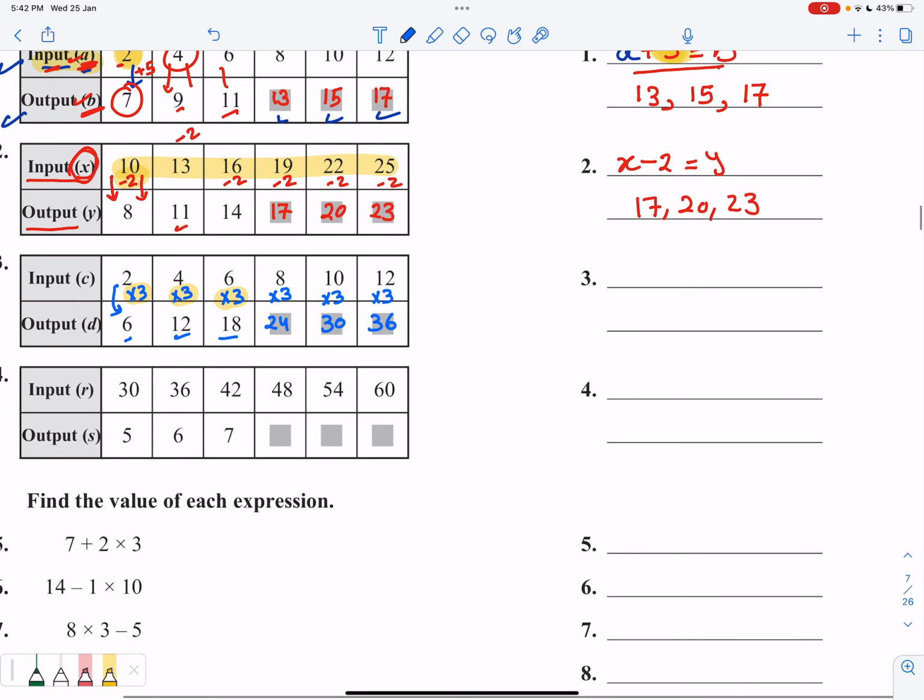So here we're going to write the equation. We take the input, which is C. We multiply it by 3. So we get the output, which is D, not Y. So the next terms are 24, 30, and 36.